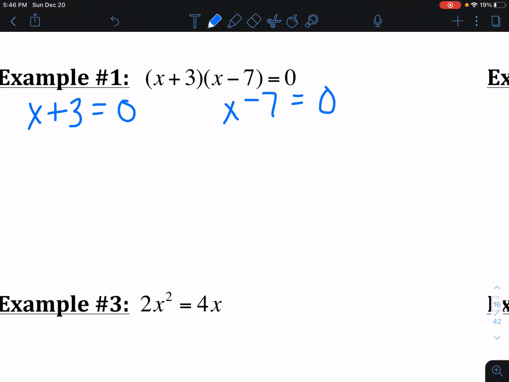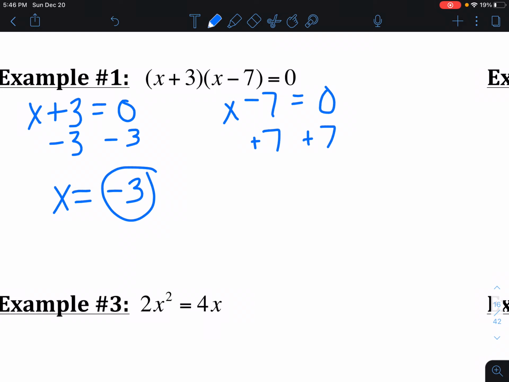We're going to get two answers here. We are going to solve each of these problems. So we have x is -3 and x is 7.